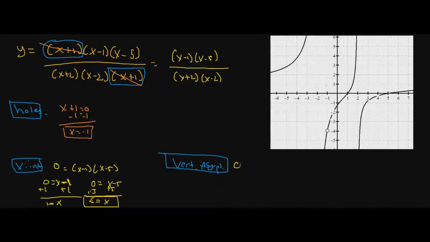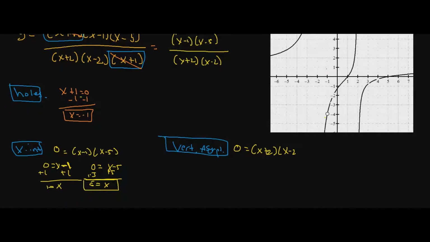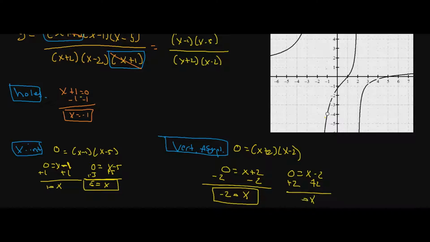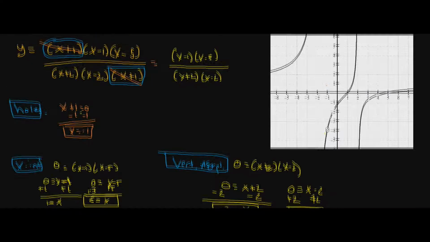For the vertical asymptotes, we get 0 is equal to x plus 2, x minus 2. So 0 equals x plus 2, and 0 is equal to x minus 2. We subtract 2 from both sides, and we get x is equal to negative 2. And here we add 2 to both sides, and we get x is equal to positive 2. All right, so you could see, first thing I did was identify the hole, and then I identified the x-intercepts and vertical asymptotes.